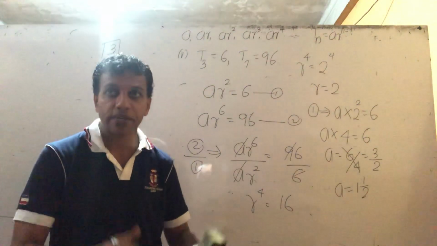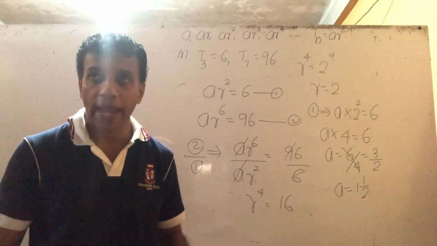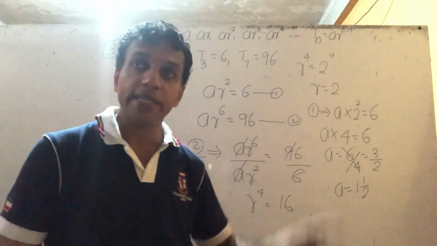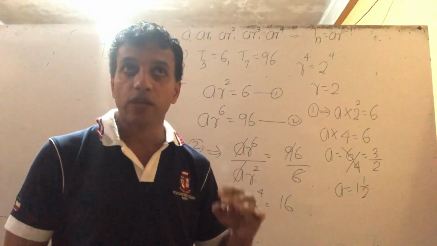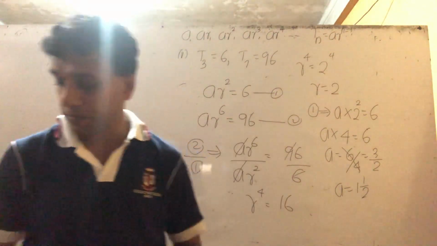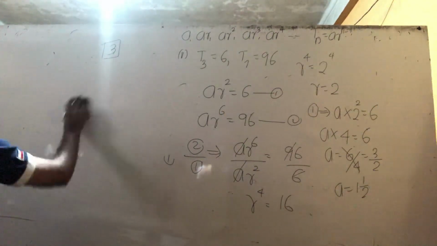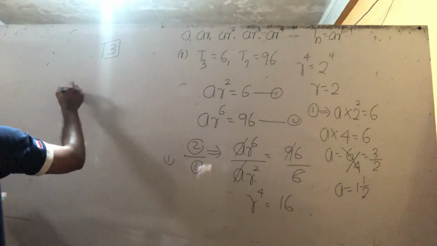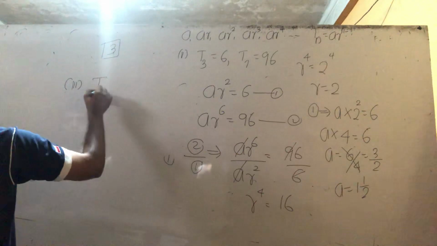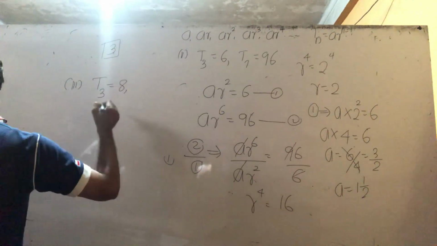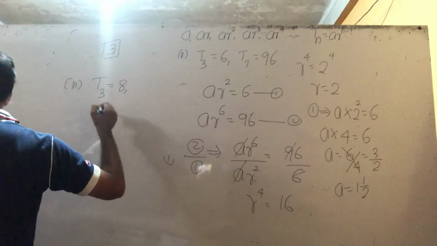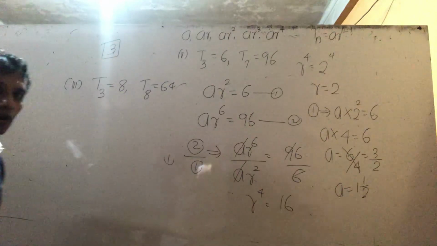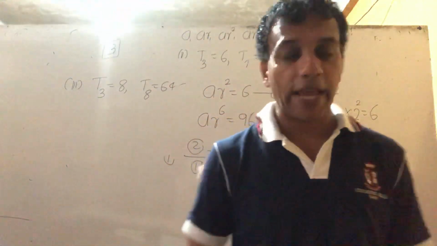It's the fashion of answering such a problem. Two equations are provided, hence solve and find the A and R values. The same you will learn in grade 10 on how to find the common difference and the first term of arithmetic progressions. Next question: third term is 8, eighth term is 64. So try your own, stop the video, try yourself and check with me when I explain this answer.